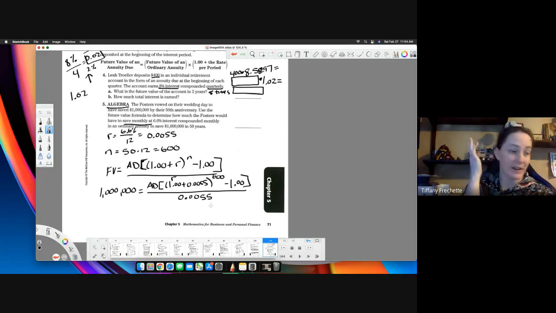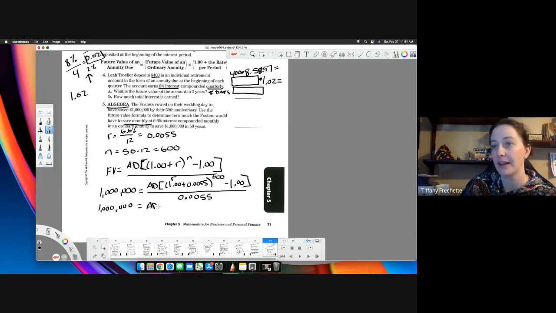Okay, let's simplify this a little bit before I let you guys do the rest of the calculation. So we have a million. We haven't done anything with the million. It's still a million on the side, equal to AD. And then let's simplify this piece. We can add these two pieces together. So we're going to end up with 1.0055 to the 600 minus 1, that's all over R. All I did was add these two pieces together.